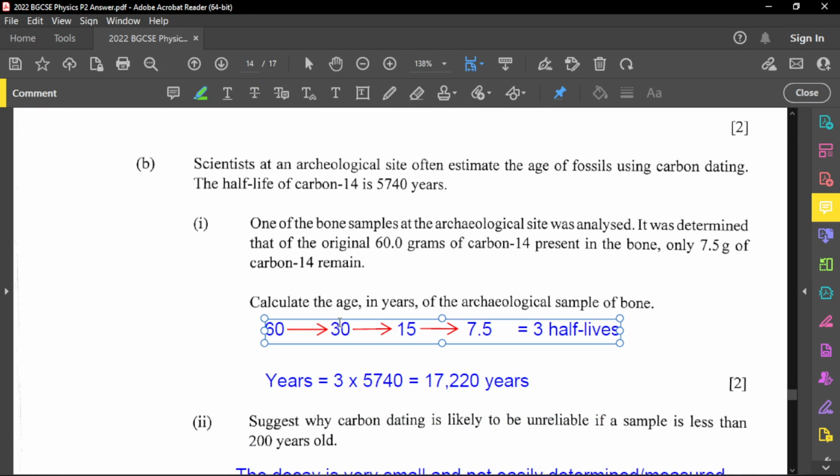And just to make a note right here, to determine the number of half-lives, what you're going to do is break down the sample by half each time. And so 60 to 30, 30 to 15, 15 to 7.5. And so what you have here is that it takes 3 half-lives to break it down to 7.5. And so the number of years will be 3 times, because there are 3 half-lives, and each half-life is 5,740. So therefore we get 17,220 years.